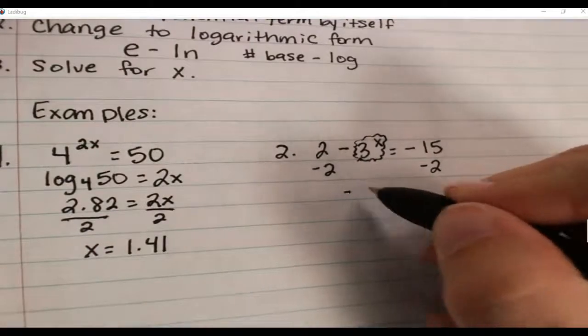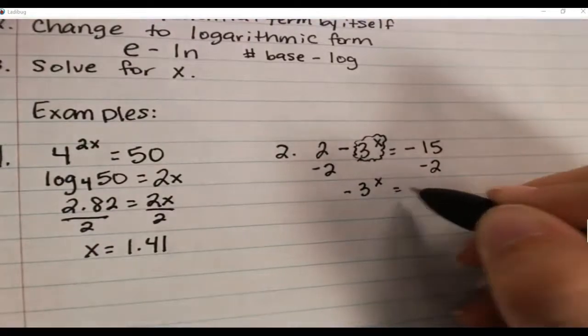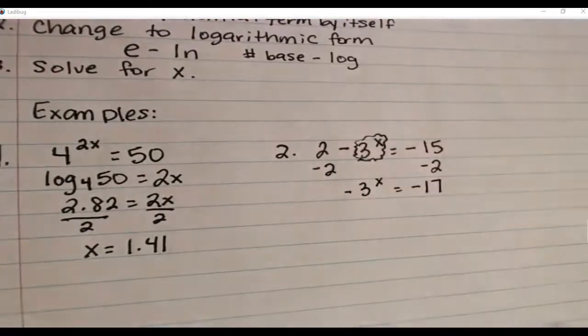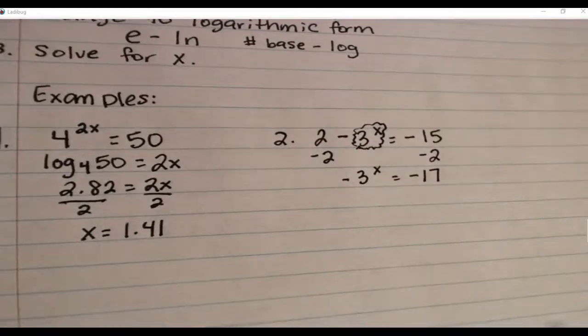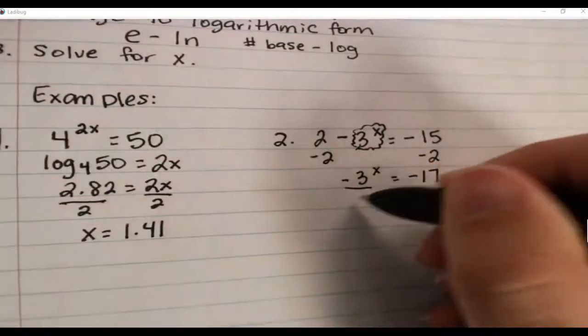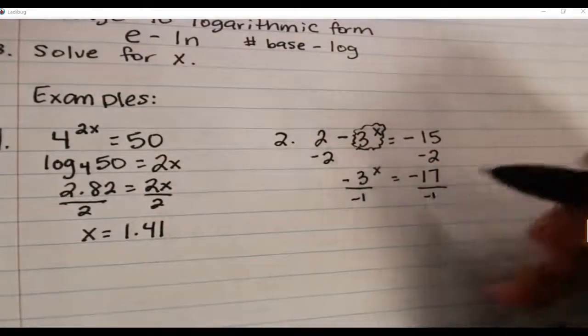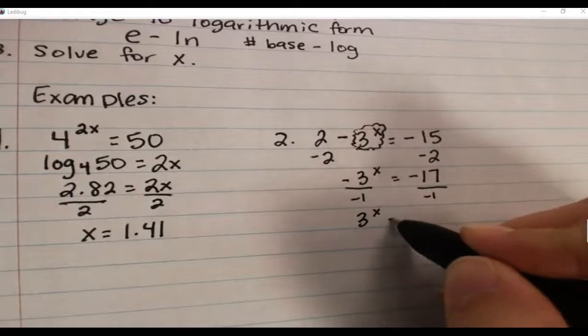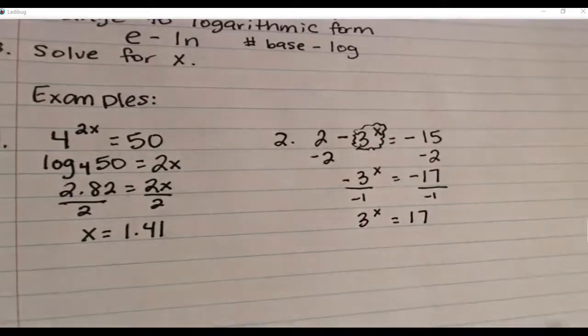So then we get negative 3 to the x equals negative 17. Then we divide by negative 1. So 3 to the x equals 17. Okay, so that exponential has to be completely by itself. Now, stuff can be in the exponent, but nothing can be out front or beside of it or anything.